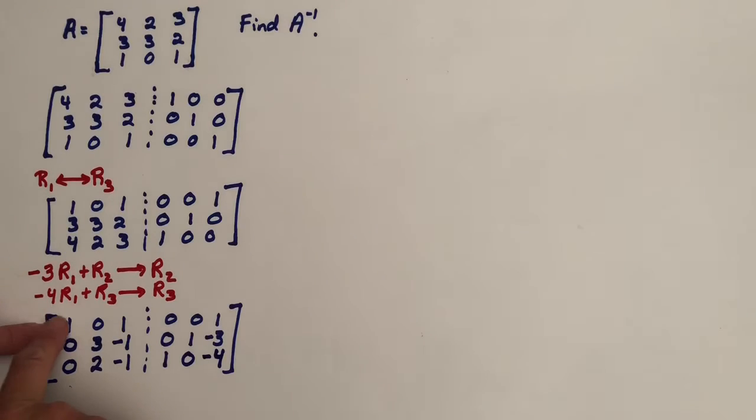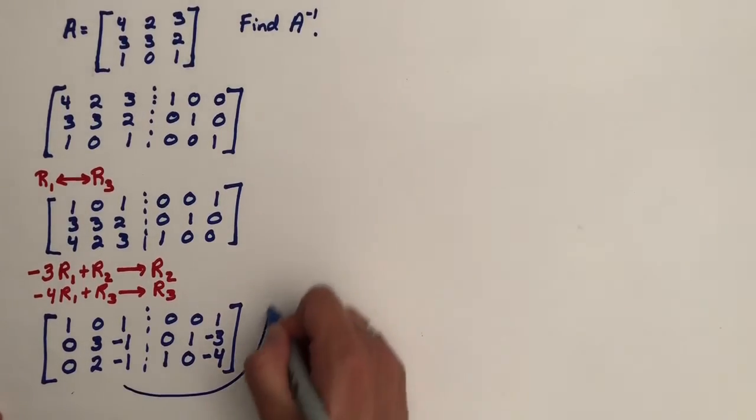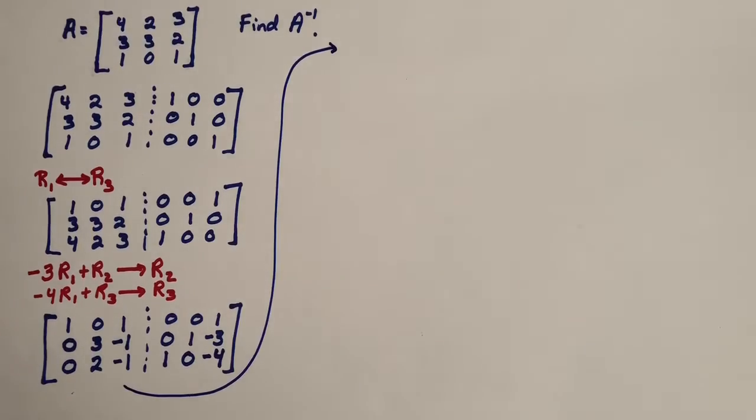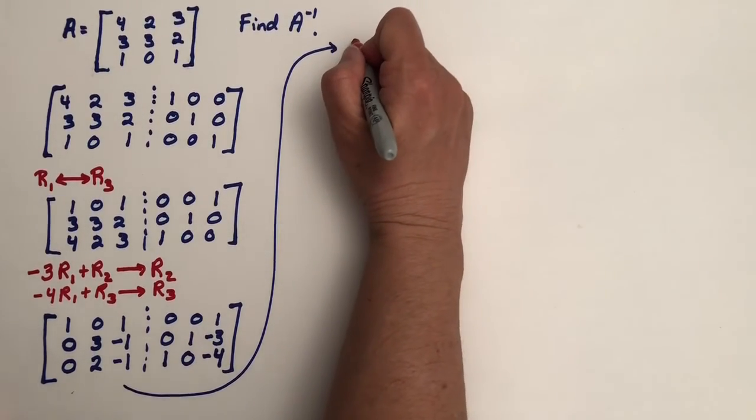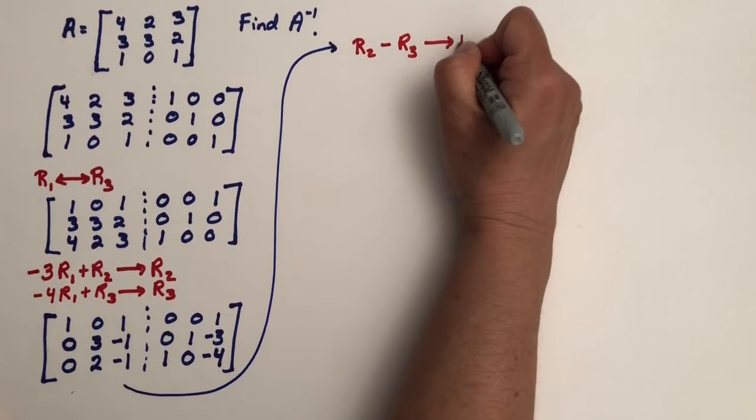So we have our 1 and 0s beneath. Remember, next we move to put a 1 right here. I could certainly divide by 3. I'm going to choose not to because I see another option, and that is taking row 2 minus row 3 and writing the result in row 2. So let's do that. Coming up here, we'll have row 2 minus row 3, and we're going to put the result in row 2.